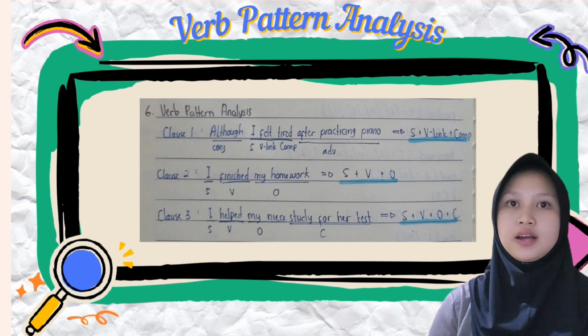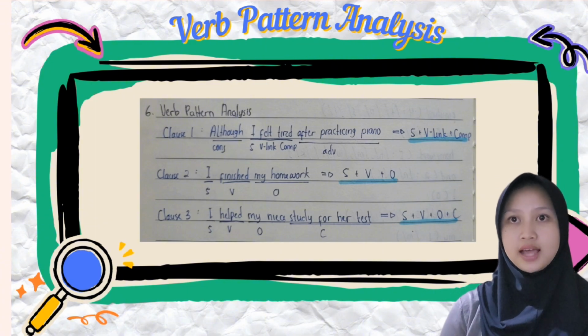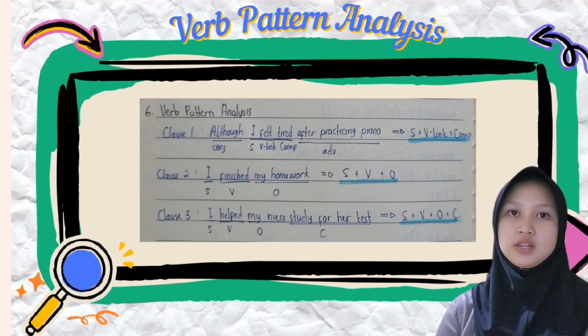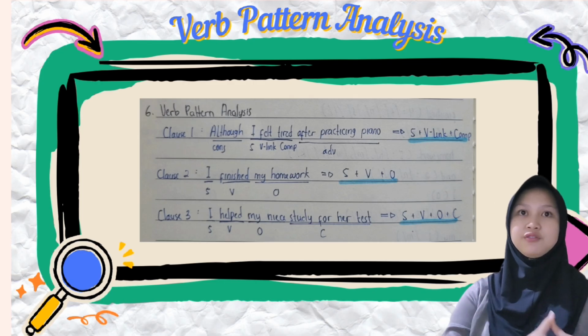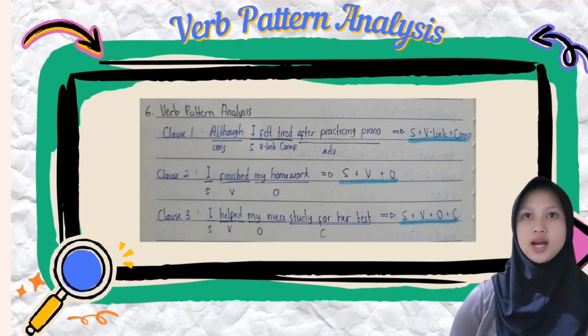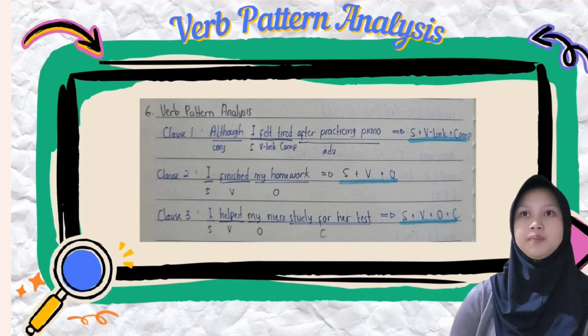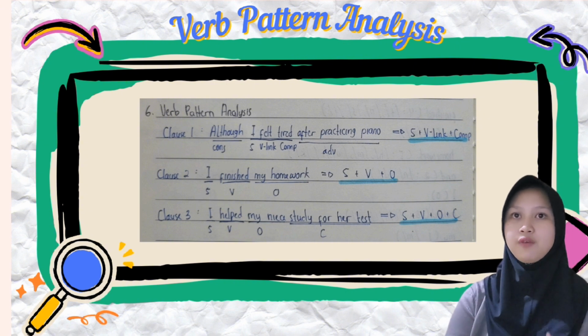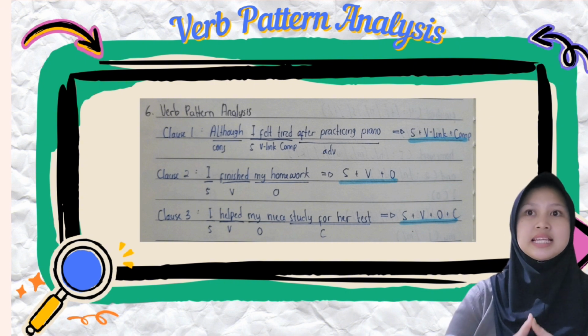Here, felt functions as a linking verb and tired serves as the subject complement because it describes the condition of the subject. And the second verb is finish. In the clause I finish my homework, the verb follows the pattern subject, verb plus direct object, or SVO. The noun phrase my homework functions as the direct object because it receives the action of the verb.